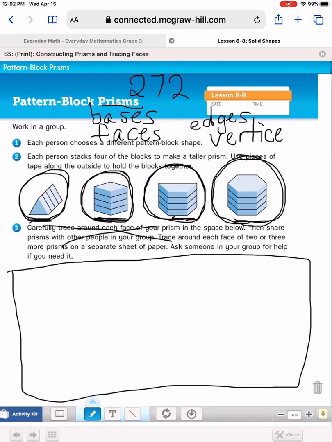To describe each of these four prisms. What is the shape of the base? How many bases are there? What are the shapes of the faces? How many faces are there? How many edges does each prism have? And how many vertices does each prism have?